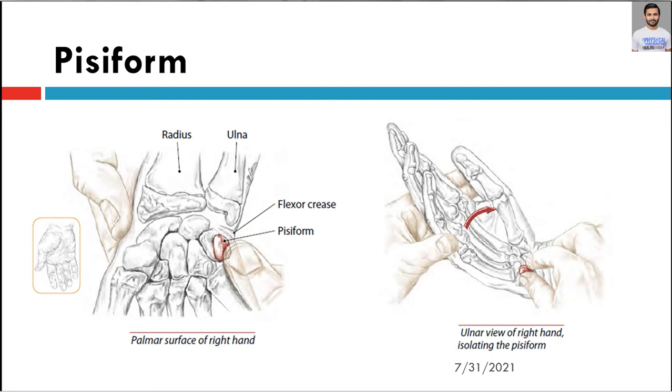In this view, you can see the therapist trying to flex the wrist, and it also makes the pisiform sink, and when you extend, the pisiform becomes more prominent.